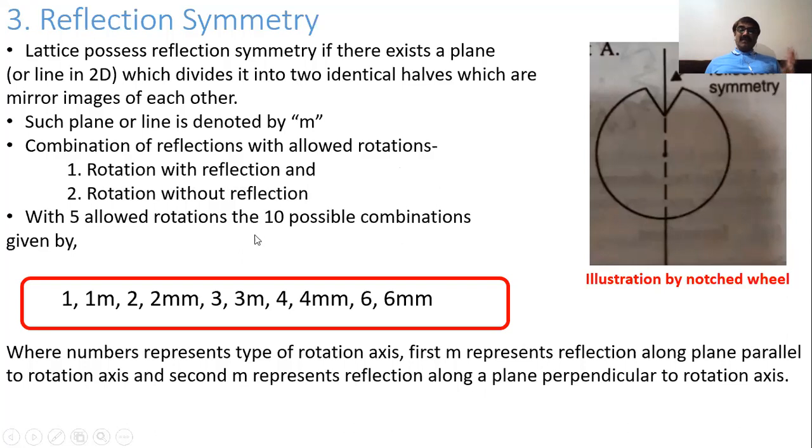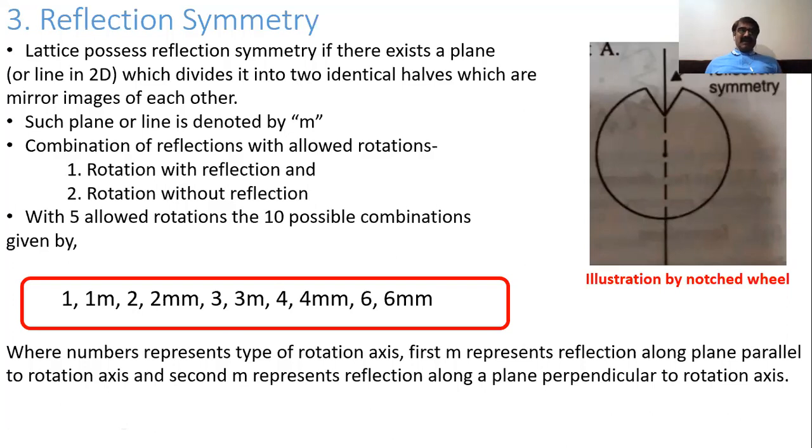With these allowed rotations and possible reflections, we have 10 possible combinations of reflections and rotations, and these are 1, 1m, 2, 2mm, 3, 3m, 4, 4mm, 6, 6mm. How will you remember this? If it is an odd number, 1 or 3, you put it as 1 with a single m. If it is an even number, 2, 4, and 6, then you put 2 alone, and with reflection, 2mm, 4, 4mm, 6, 6mm, like this.